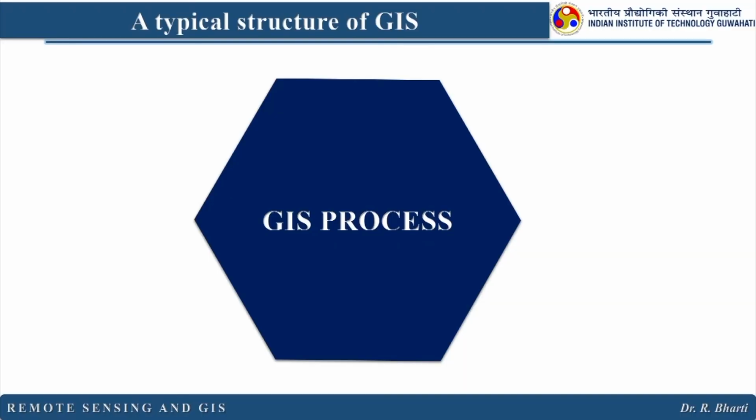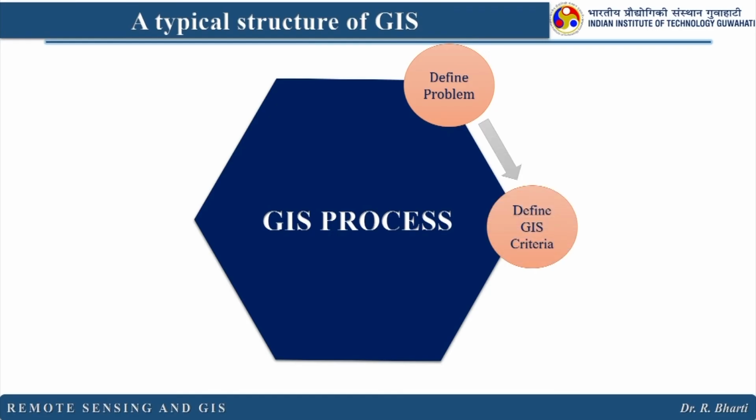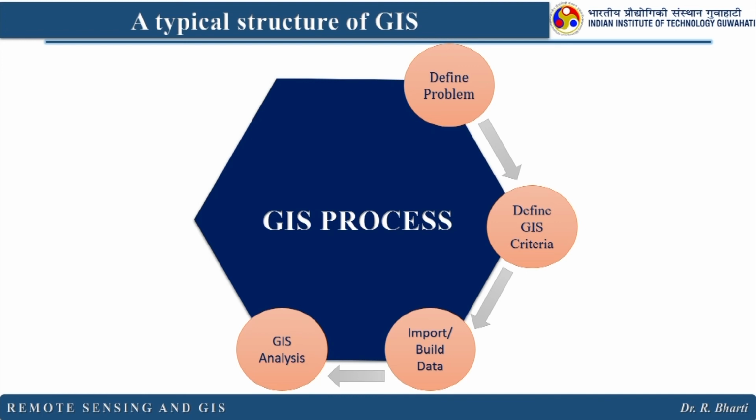Here I want to show you a typical structure that we follow in GIS. In the GIS process we start by defining our problem. So we define what our objective is, what we exactly want to do, and then we define the criteria we are going to follow to achieve this objective or aim of our study. Then we have to build the database. So basically you will collect the data, process them, and then bring them into the GIS environment. Then you will perform the GIS analysis with the criteria you have decided here.